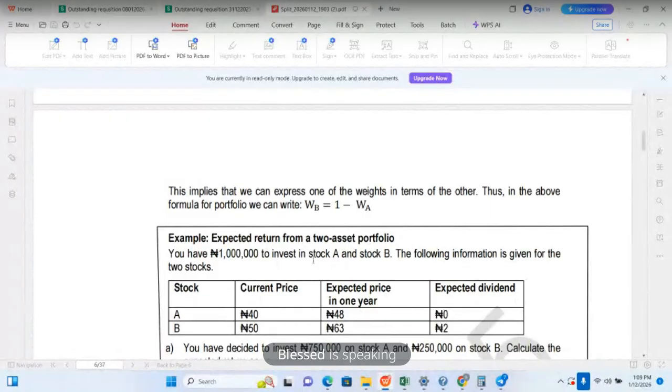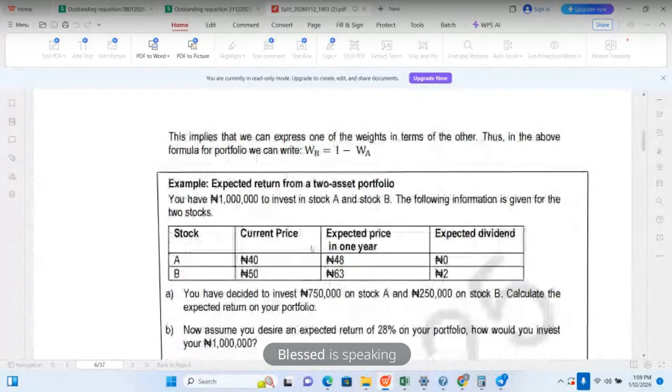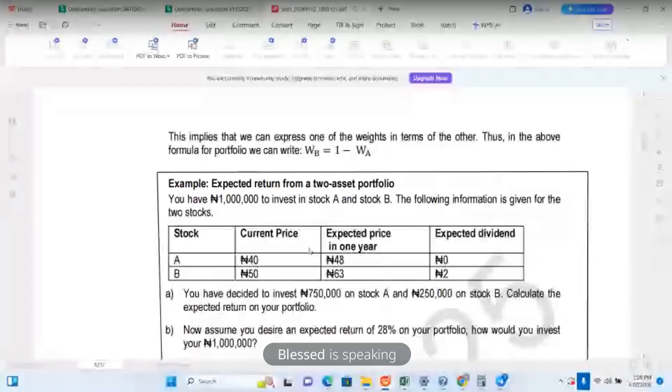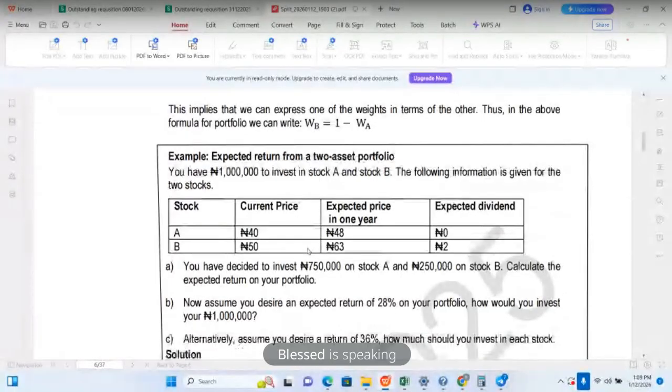Now let us check this particular example. Expected return from a two asset portfolio. You have 1 million naira to invest in stock A and stock B. The following information is given for the two stocks. So we have stock A, we have stock B, we have current price, we have expected price.